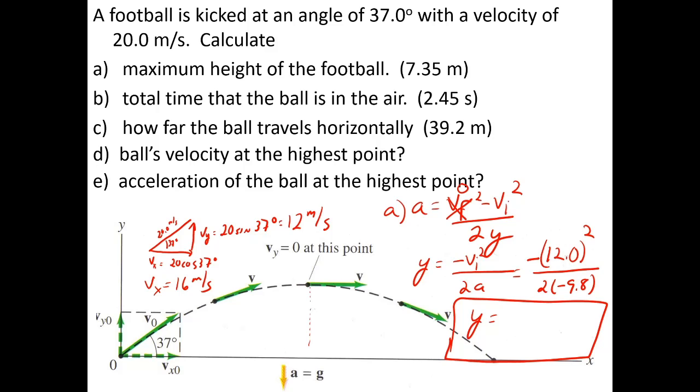12 squared, which is about 144, divided by 2 times 9.8, 7.39, 7.35 meters. Okay, that's pretty good. Let's see, now we want the total time the ball is in the air. So that's part B.